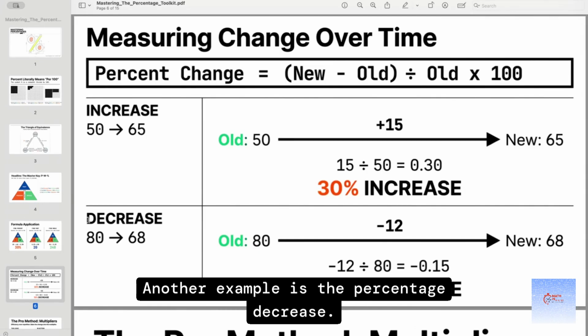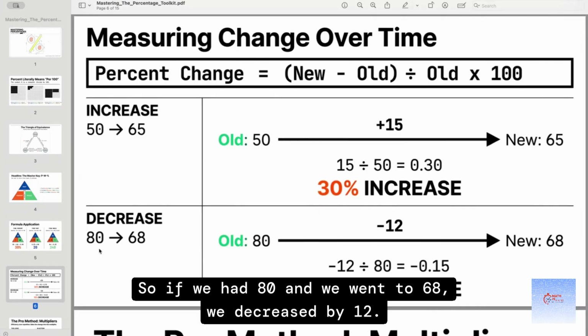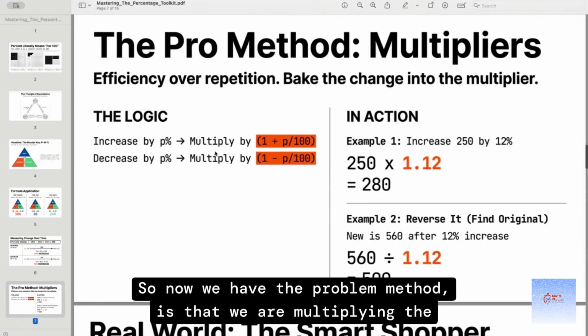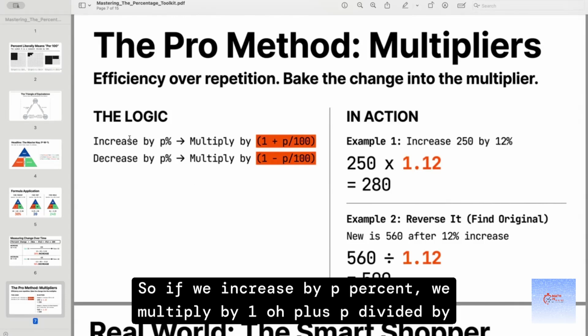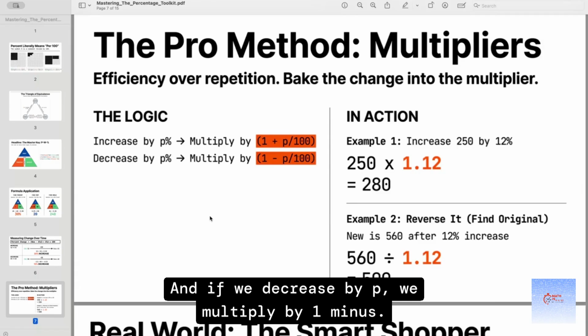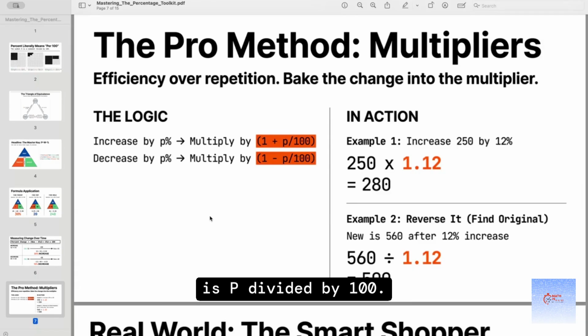Another example is the percentage decrease. If we had 80 and we went to 68, we decreased by 12. So we would do 12 divided by 80 equals 0.15, and that's a 15% decrease. Now we have the pro method, which is that we are multiplying the percentages. If we increase by p%, we multiply by 1 plus p divided by 100. And if we decrease by p, we multiply by 1 minus p divided by 100.